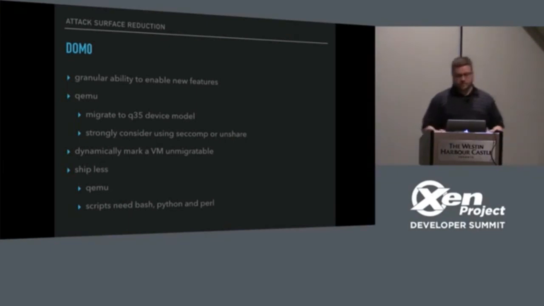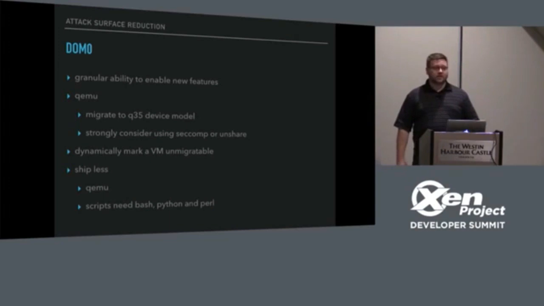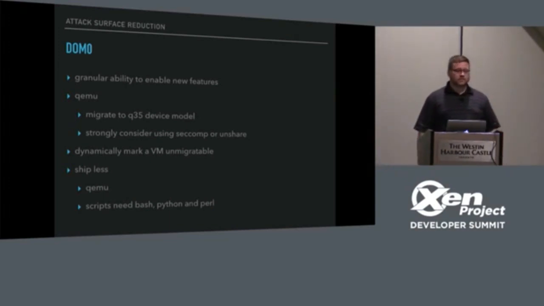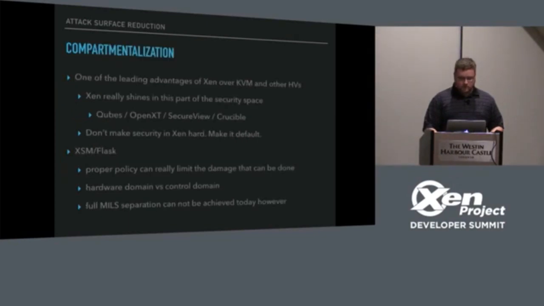And then last one, Xen ships a whole lot of scripts that need Perl, Python, Bash, and run them as root a lot of times, and we should be thinking about ways that we can deprivilege that as well from QEMU. So yeah, I guess I'm running way over, so I apologize. I'll be quick.